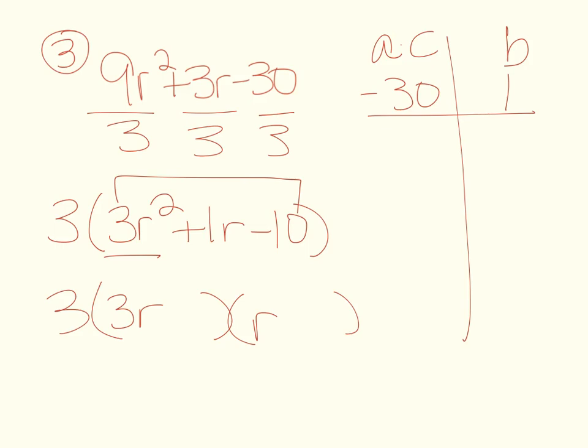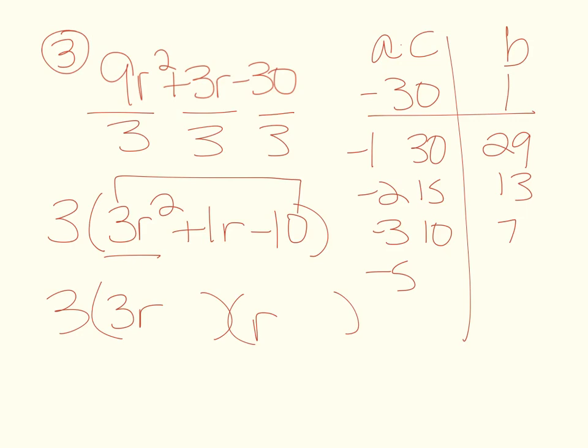Some of you might see the factors right away, so just go straight to it. You don't have to do the 1s and 2s if you already know the answers. So negative 1 and 30 gives me 29. Negative 2 and 15 gives me 13. Negative 3 and 10 gives me 7. 4 won't go in, 5 will. Negative 5 and 6 gives me a 1. And that's what I wanted, a 1 up here. So I found my problem.